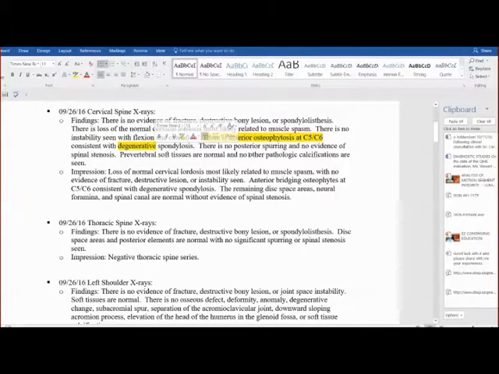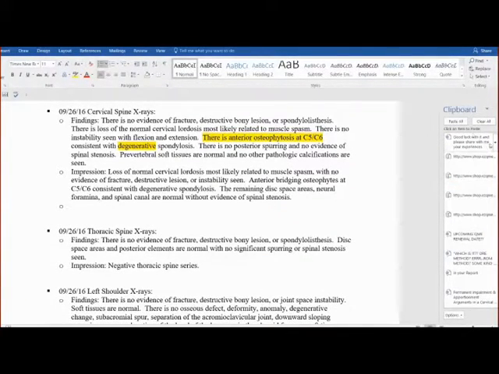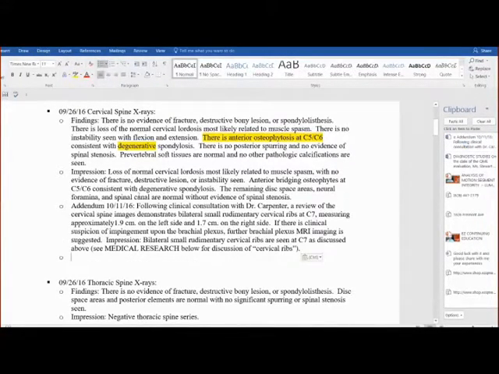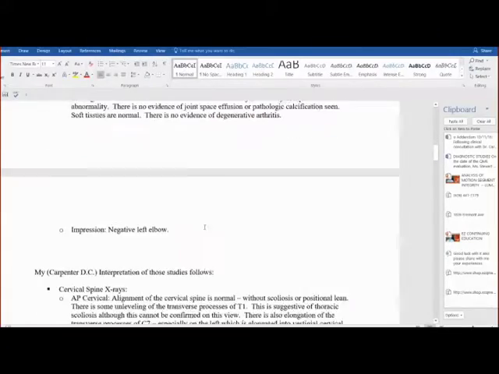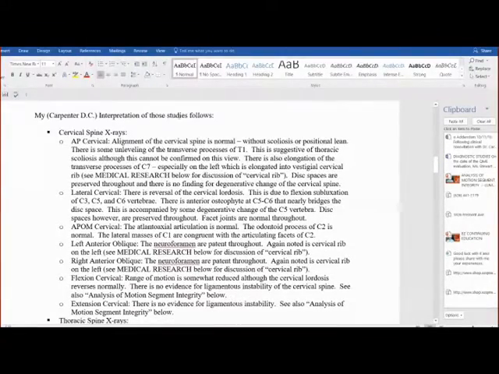There is no mention of the presence of a cervical rib, and so on that basis, I called him up, asked him for an addendum, and he provided me with the following addendum. Following clinical consultation with Dr. Carpenter, a review demonstrates small rudimentary cervical ribs. So now we have a medical radiologist's opinion for the presence of cervical ribs. Then I provide my own interpretation of the studies below. Here I mention that there is presence of a cervical rib.